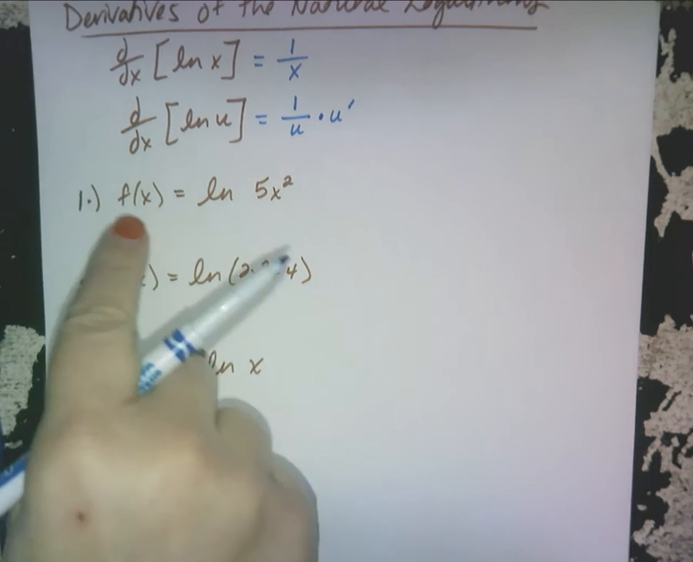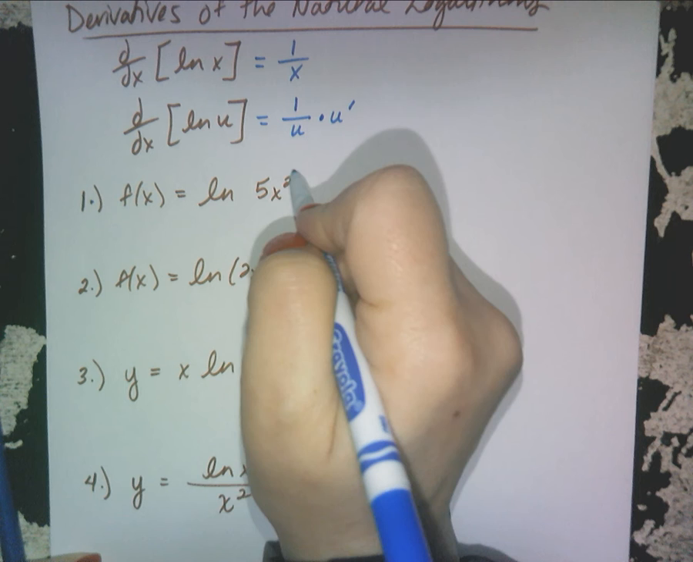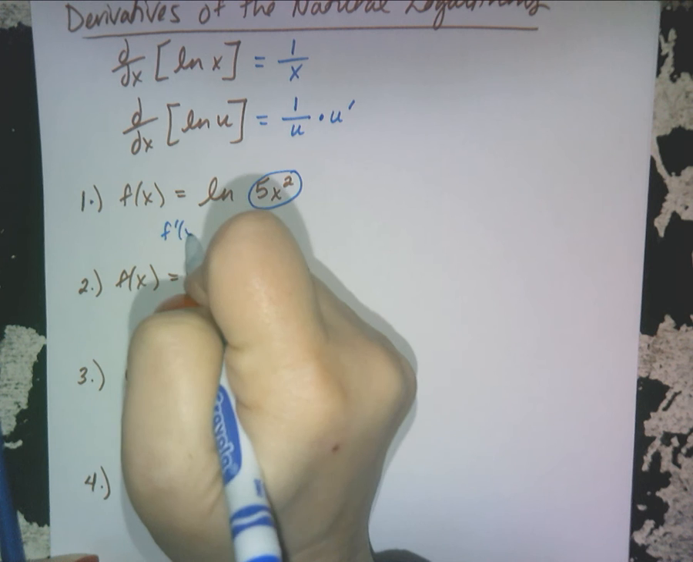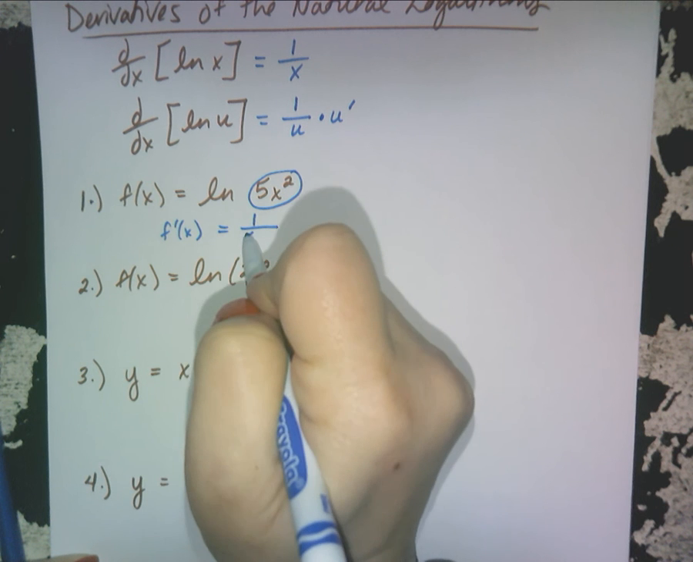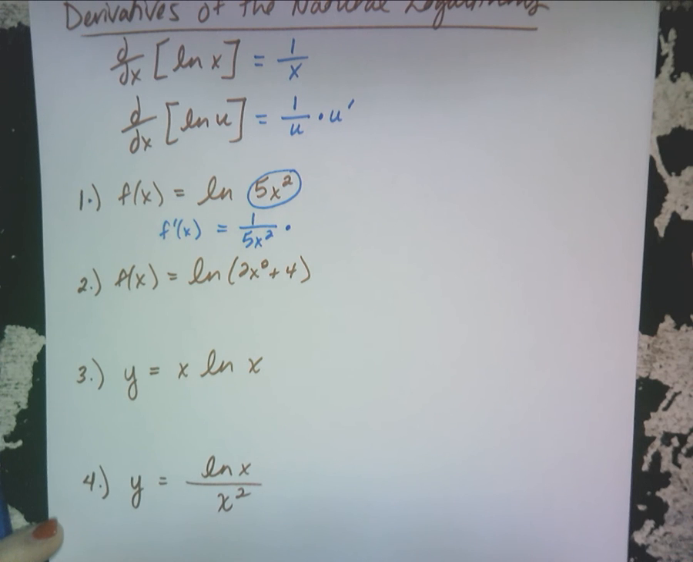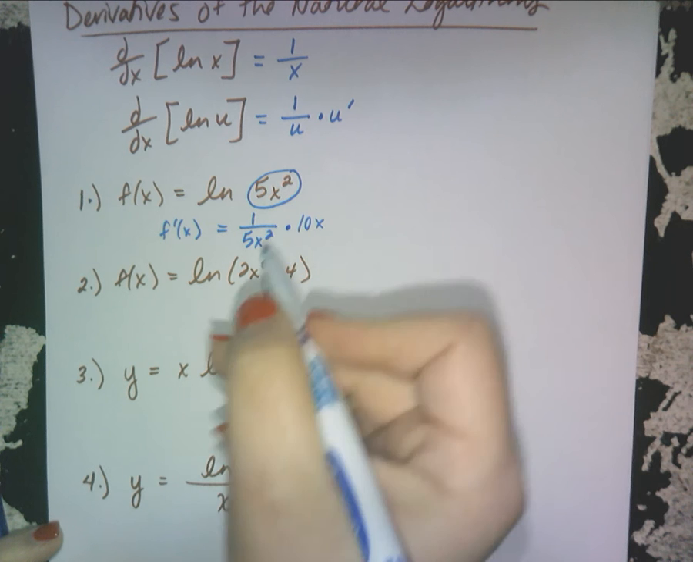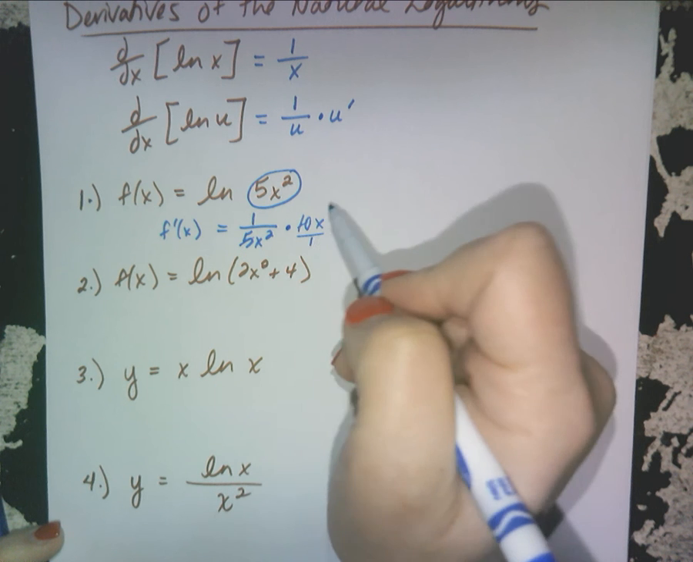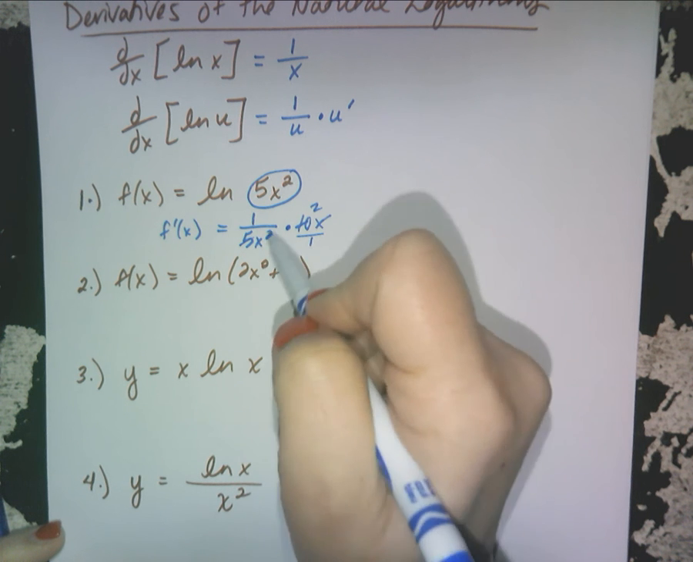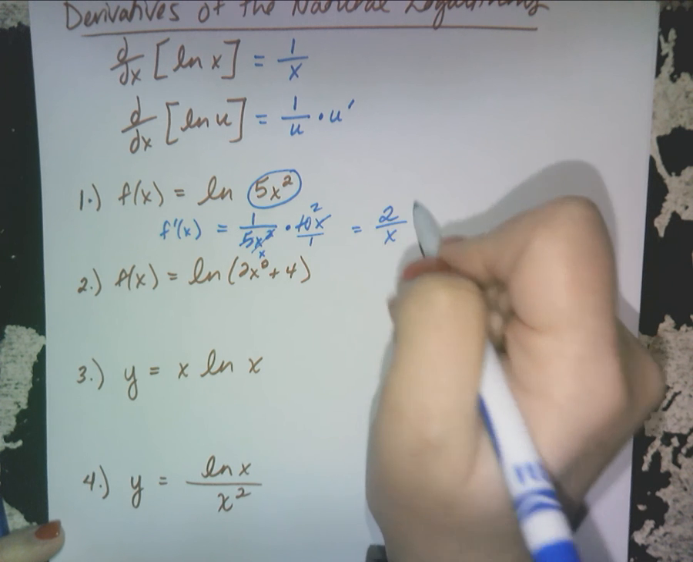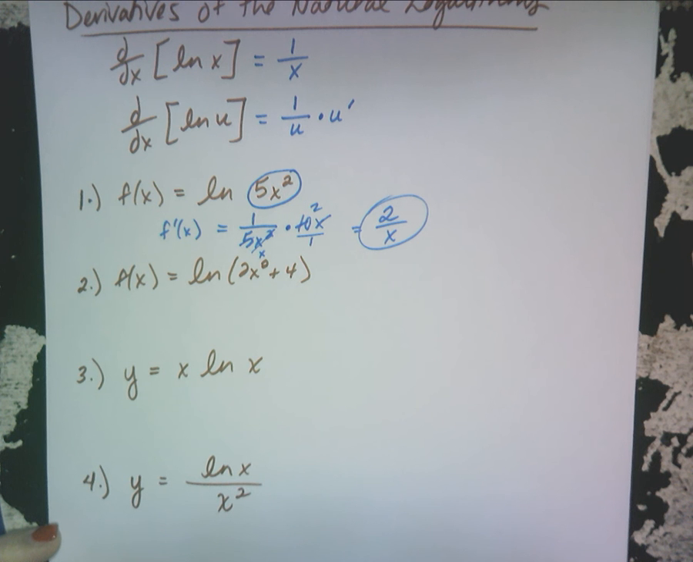So let's take the derivative of this first one, the ln of 5x squared. So this is my u. So I would write 1 over 5x squared times the derivative of that. What's the derivative of 5x squared? And again, I would like you to clean this one up. This one's not too bad. You can cross cancel. 5 goes into 10 twice. X and x squared can go into each other with an x on the bottom. So your final answer is 2 over x. Easy.